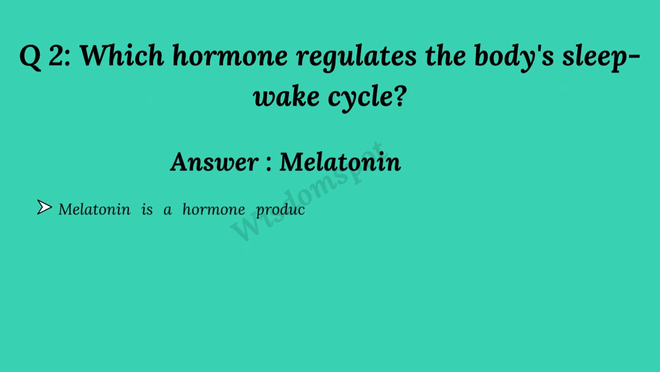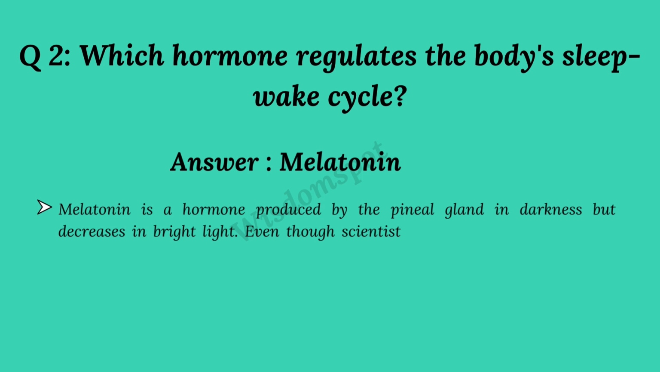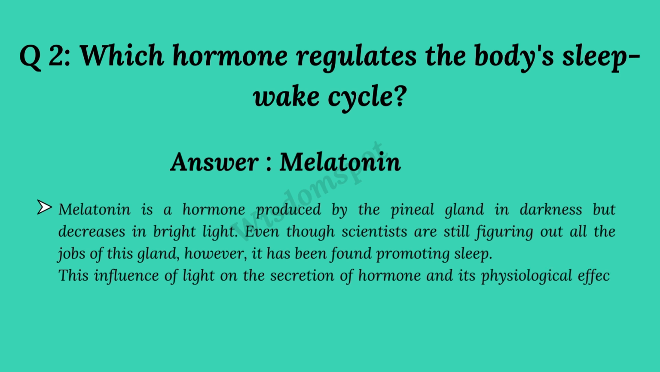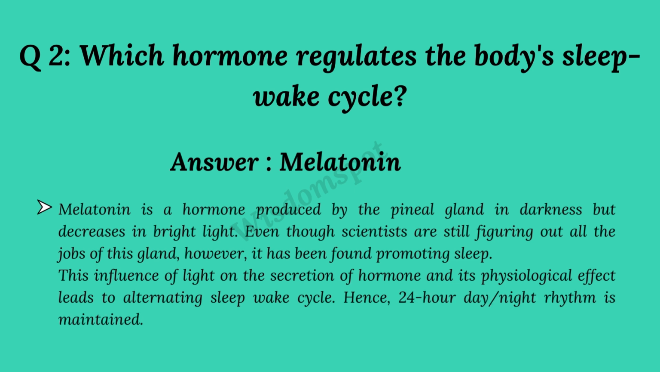Which hormone regulates the body sleep-wake cycle? Answer: melatonin. Melatonin is a hormone produced by the pineal gland in darkness but decreases in bright light. Even though scientists are still figuring out all the jobs of this gland, it has been found to promote sleep. This influence of light on the secretion of the hormone and its physiological effect leads to the alternating sleep-wake cycle. Hence, the 24-hour per night rhythm is maintained. Thus, it helps maintain the normal rhythm of the sleep-wake cycle.